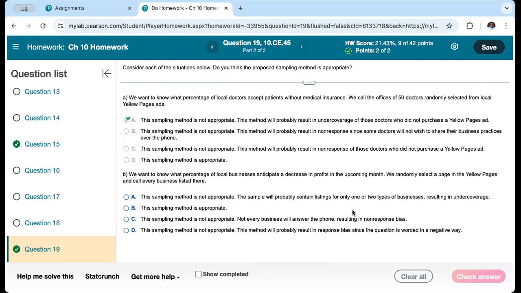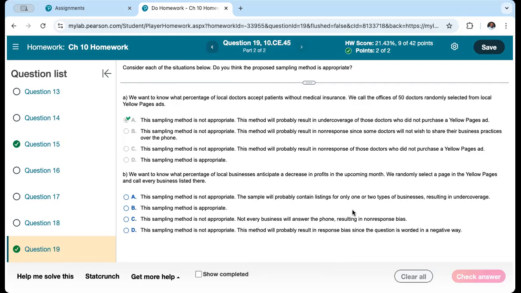Anybody wants to try? Between A and D. Okay, so you are between A and D. Yes, because I could kind of see both of those. With D, even though the question is worded negative, it is a question people might want to know. But then again, I could see people not wanting to answer it completely truthfully because they're admitting to something negative about their profits and their business.